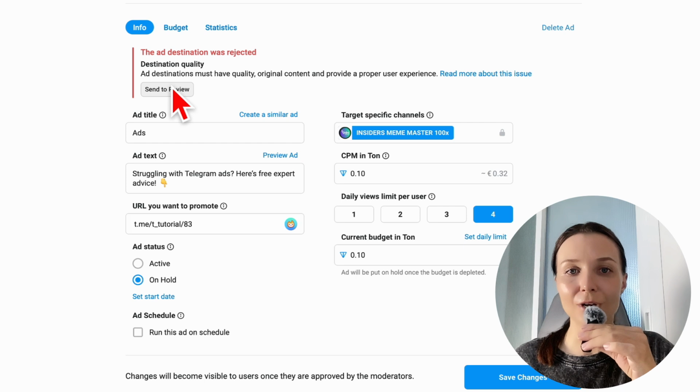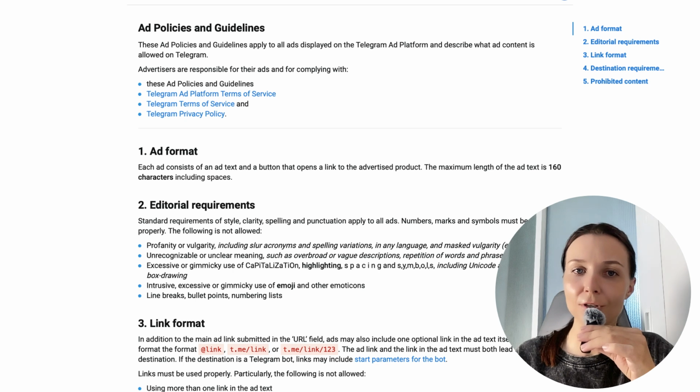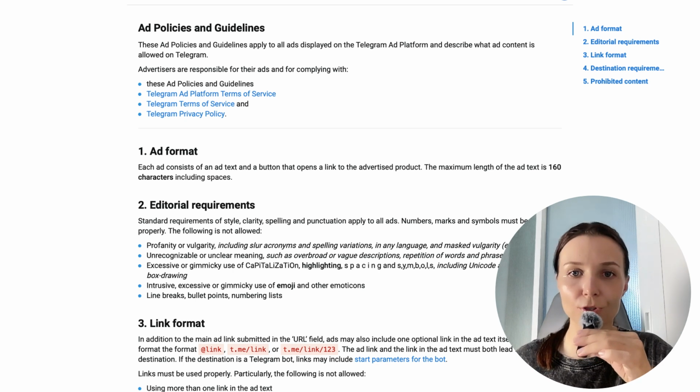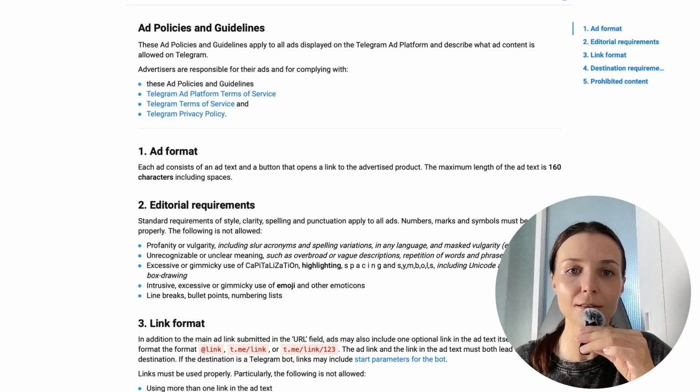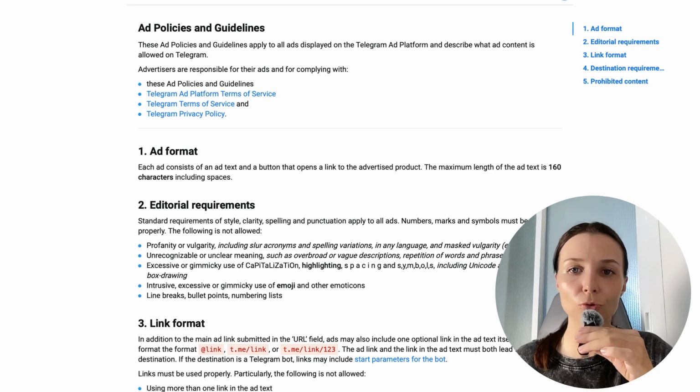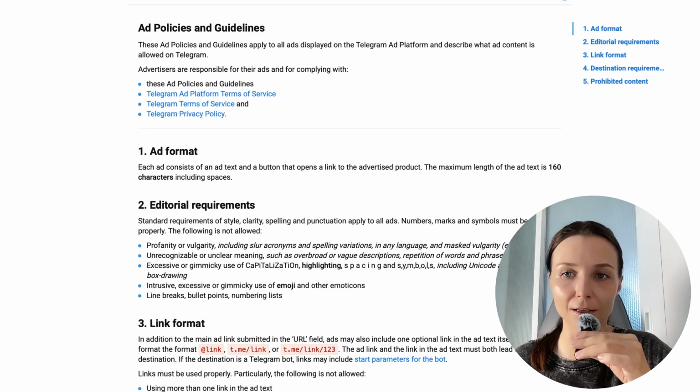This is just one example. There can be many different reasons and each case is individual. But in every case, you need to carefully check your ad follows all the rules in ad policies and guidelines. Your destination, channel or bot follows all the rules in ad policies and guidelines.